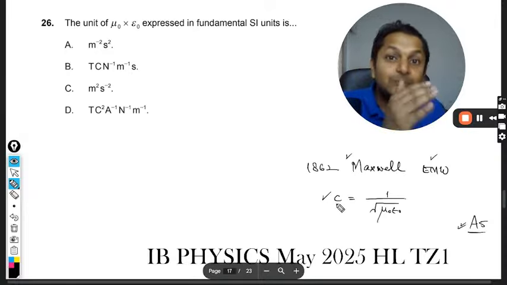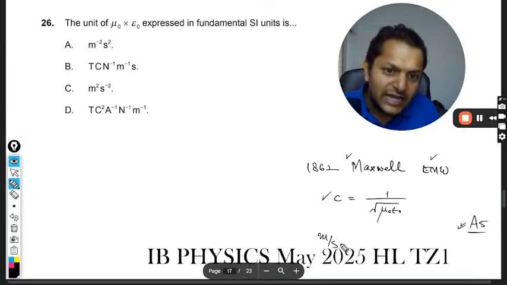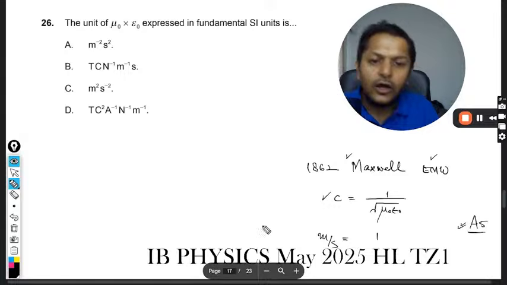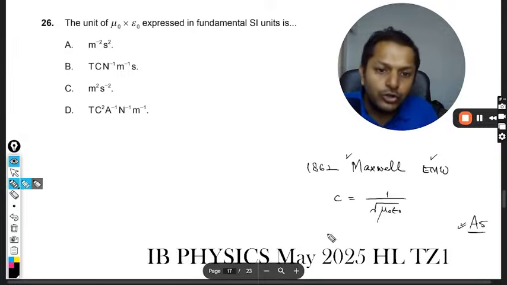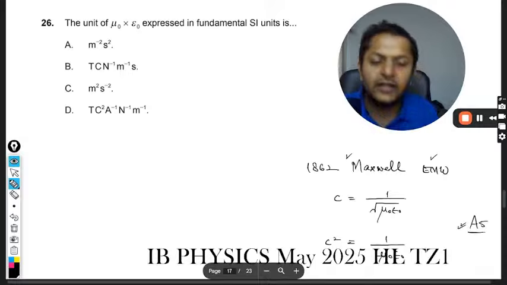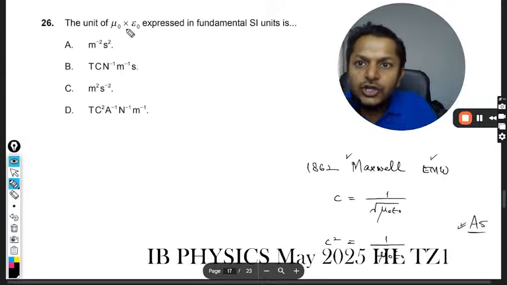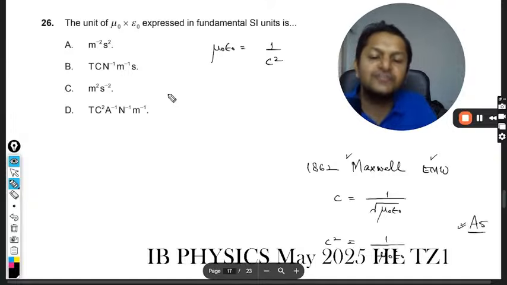Now, c is the speed of light, which is meter per second. So this is meter per second, which is equal to 1, or what I can do is I can first separate mu naught epsilon naught. We can square these two things on both sides. So it will become c square is equal to 1 by mu naught epsilon naught. And you want to find the expression for mu naught epsilon naught, that will be 1 divided by c square.